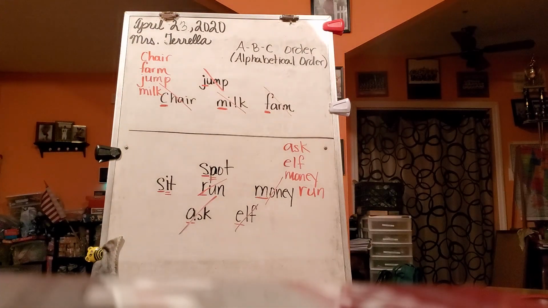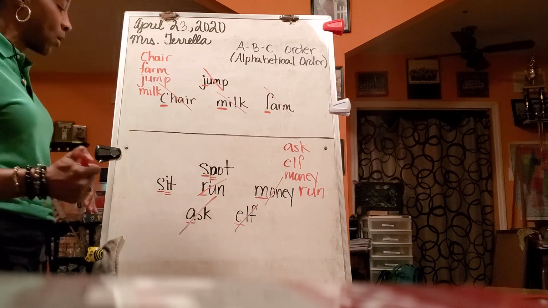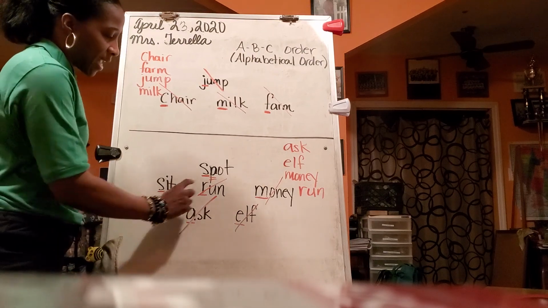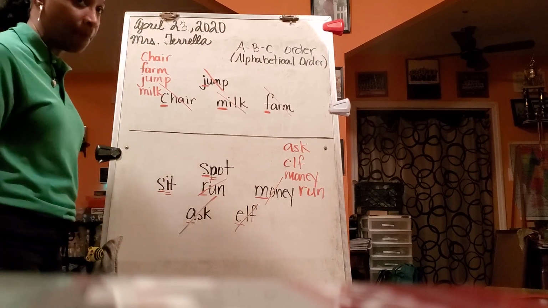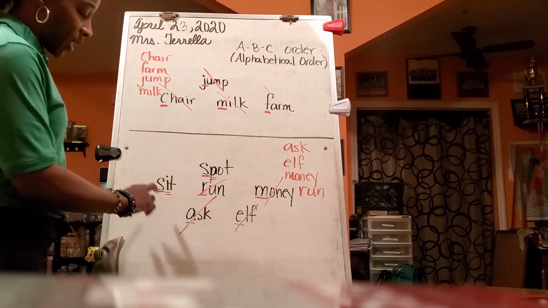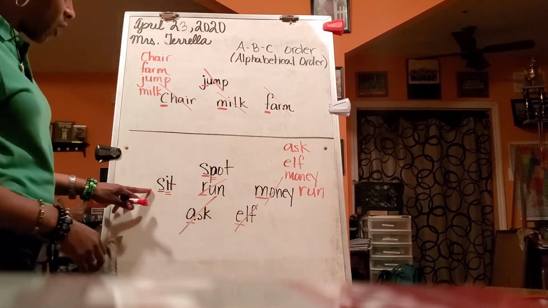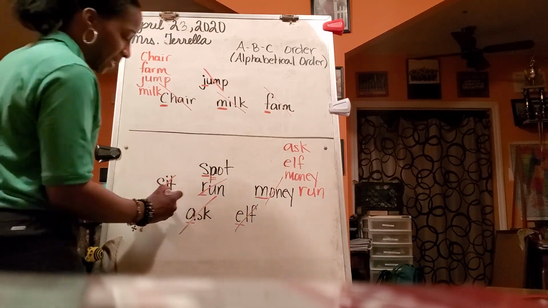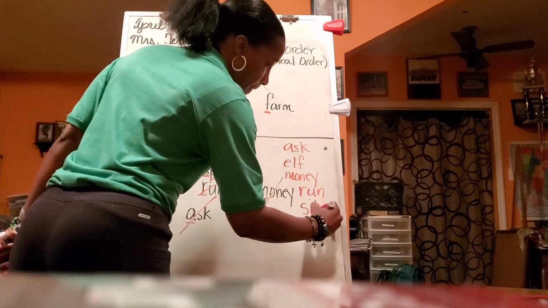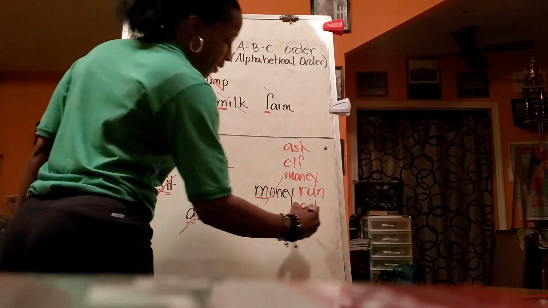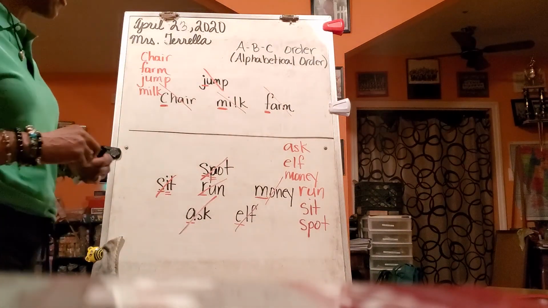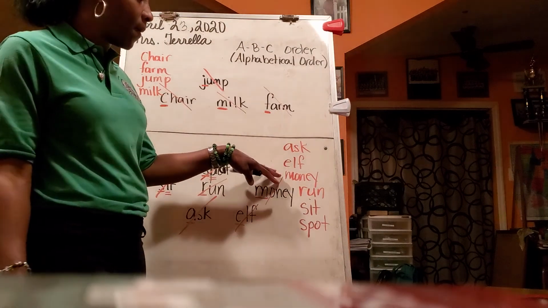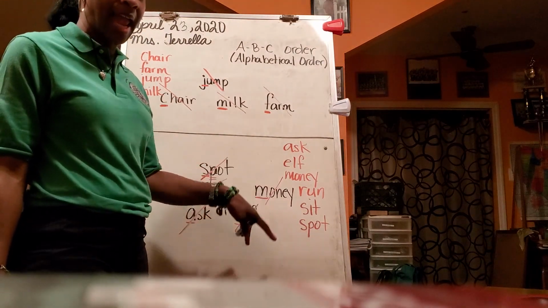So then the last two have to be either sit or spot. They both begin with the letter S, so what we have to do is look at the second letter to see which of these letters comes first, I or P. Hopefully, you know that I comes before P, so our next word would be sit. And our last word would be spot. So when I put these words in alphabetical order, I have ask, elf, money, run, sit, and spot.